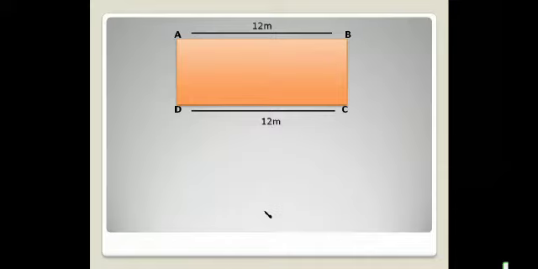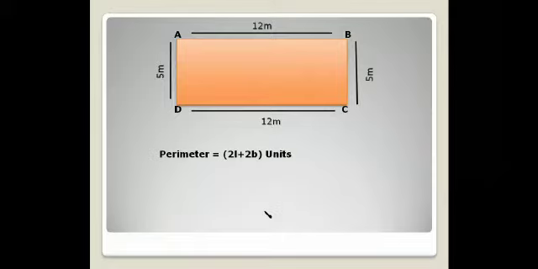Now the length is 12 meters, breadth is 5 meters. So what is the formula for this? Perimeter is equal to 2 length plus 2 breadth. That is, you will put in the brackets and you will write the units. Here the unit is meters. Okay, so 2 into 12 plus 2 into 5. So 2 12s are 24 plus 2 5s are 10 meters. So 24 plus 10 is 34 meters. So the total, when you add all the sides, you will get 34 meters.